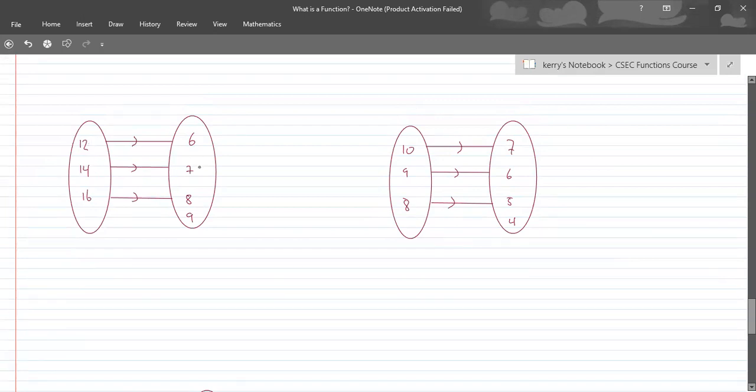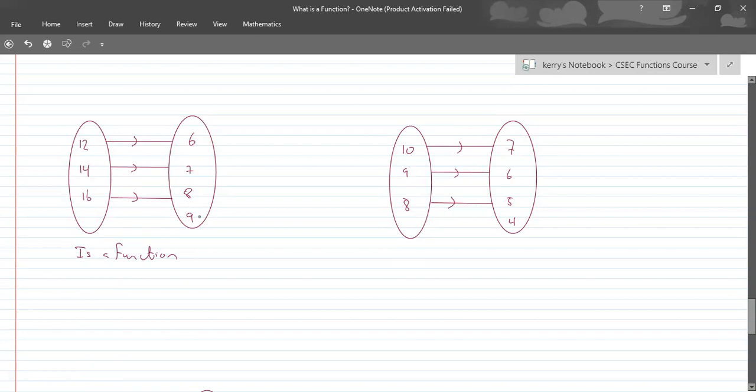Now this is where things start to get a little bit tricky. This here is a function. Because think about it: each input value, 12 is mapped onto 6, 14 is mapped onto 7, 16 is mapped onto 8. Each input value is mapped onto only one output value. It doesn't matter if you have an output value which doesn't have an input value. This is inconsequential to whether or not this is a function. So this one is a function because each input value is mapped onto only one output value.